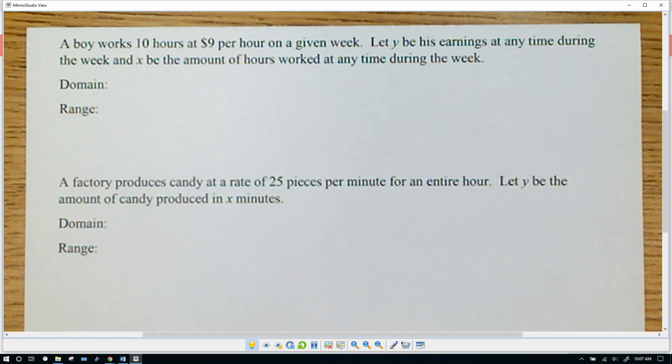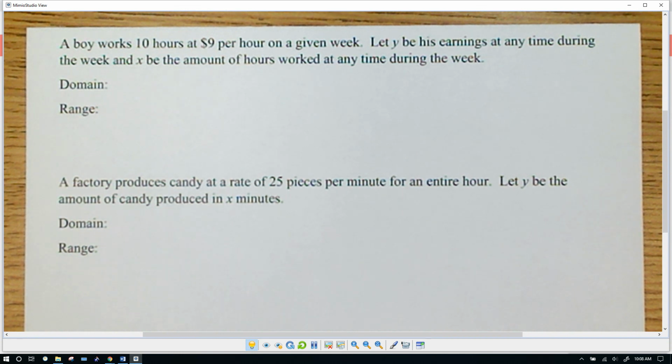In this video, we're going to do domain and range for some word problems that we have. When we're doing domain and range, we want to always list all the possible values from lowest to highest. And there's two different ways we can do that, or at least write them down.